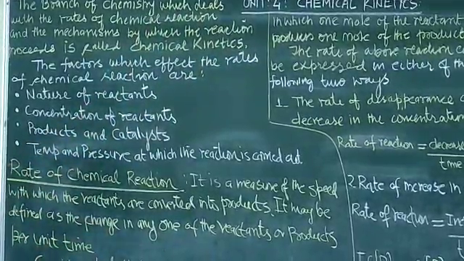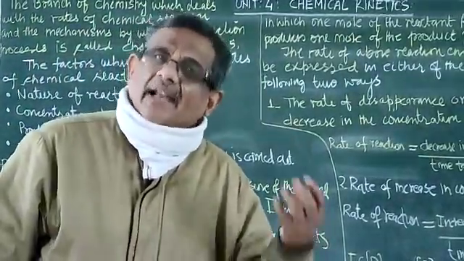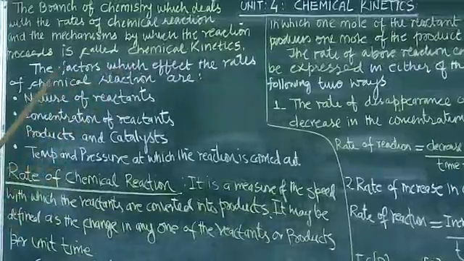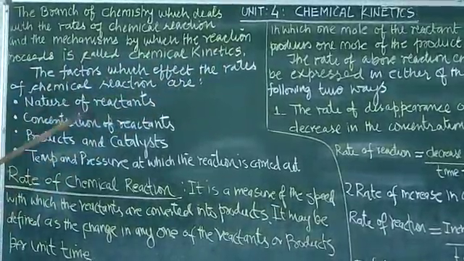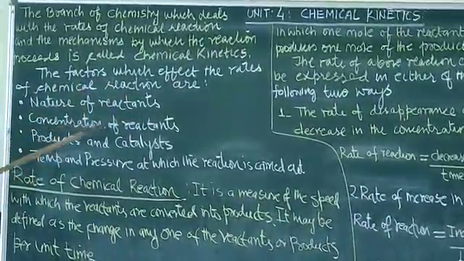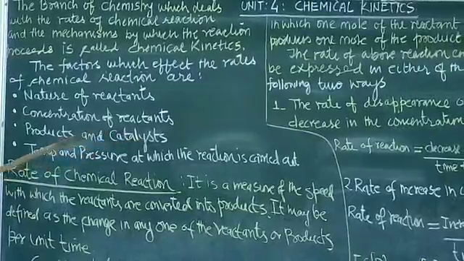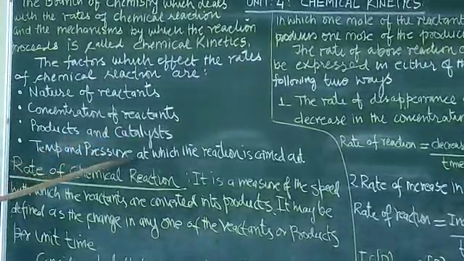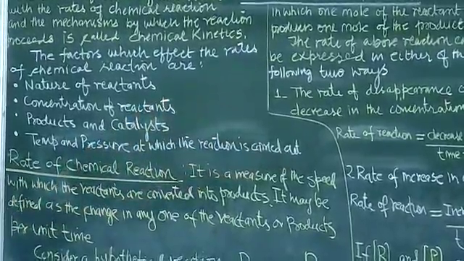Remember, there are some factors which affect the rates of chemical reactions. What are those factors? The factors which affect the rates of chemical reactions are the nature of reactants, the concentration of reactants, products and catalysts, and the temperature and pressure at which the reaction is carried out.